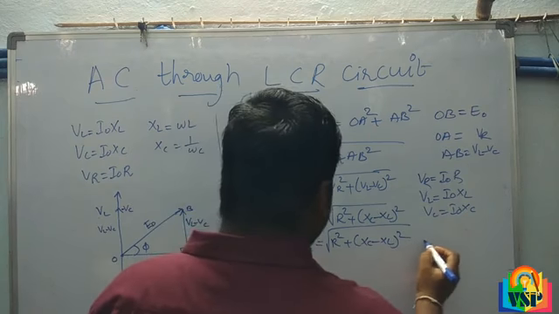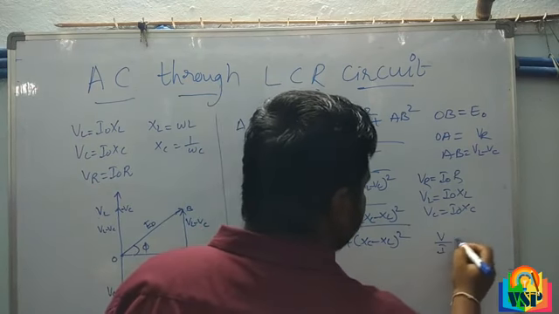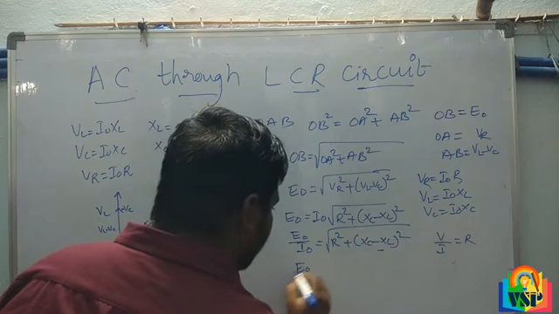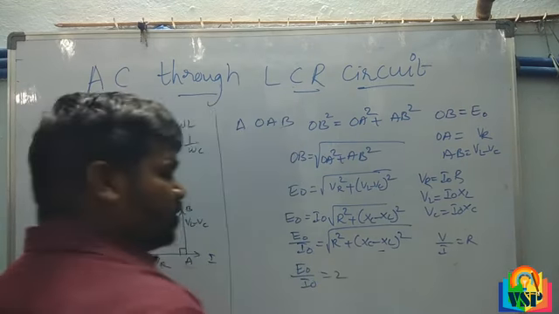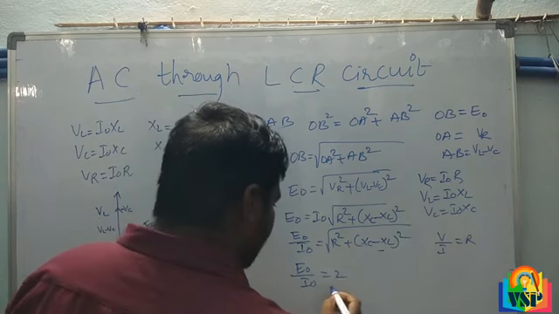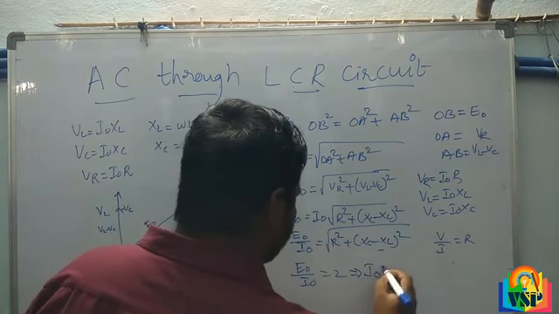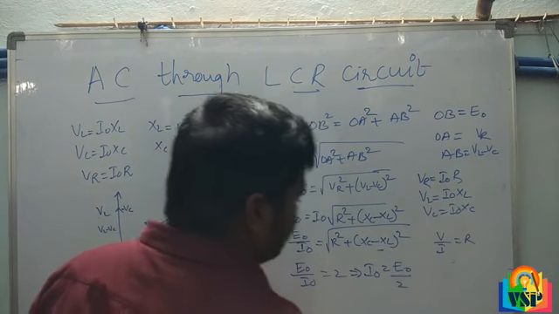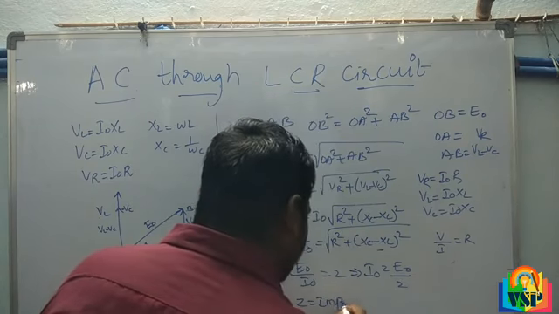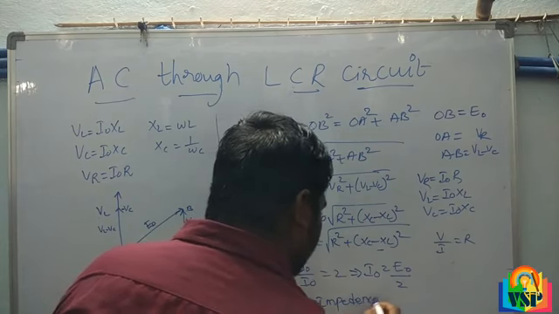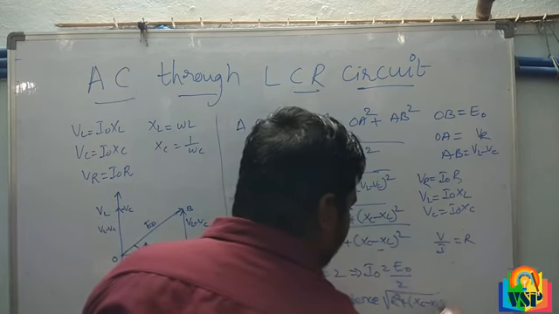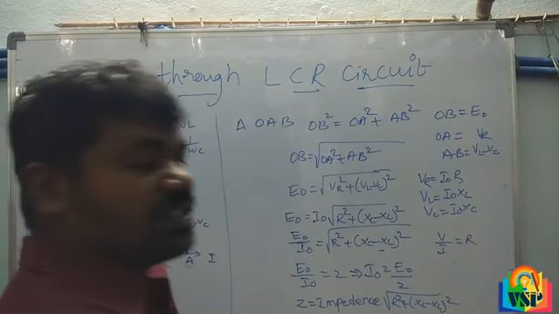So this equation represents V by I is equal to R. Okay, understand? So this E naught by I naught is equal to Z. So Z is called impedance. Otherwise, I naught is equal to E naught by Z. So what is Z? Z is called impedance, root of R square plus XC minus XL whole square. Understand? XC minus XL whole square.